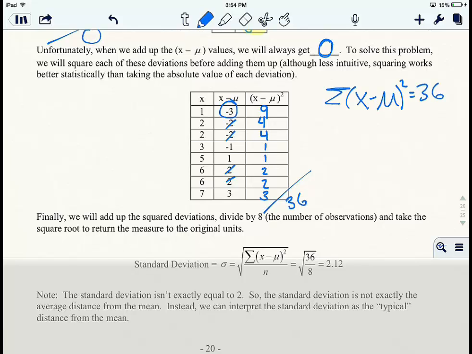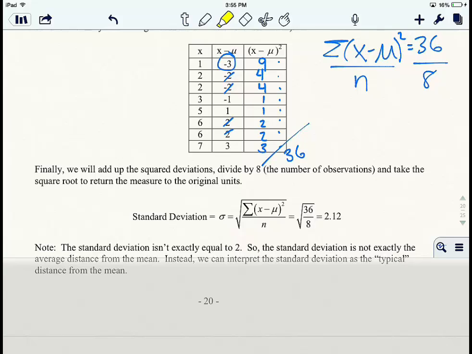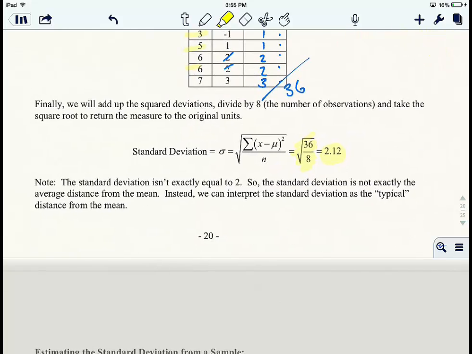And we want to divide it by the number of numbers, 1, 2, 3, 4, 5, 6, 7, 8. 36 divided by 8 then. Finally, we want to take the square root of this number. So the square root of 36 over 8 is 2.12, or the average number of deviations each data point is from the mean of 4. And we can call that the typical distance from the mean.